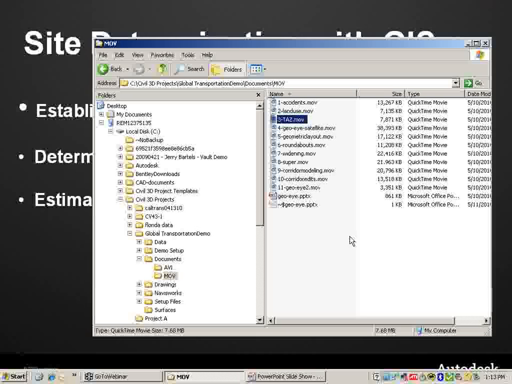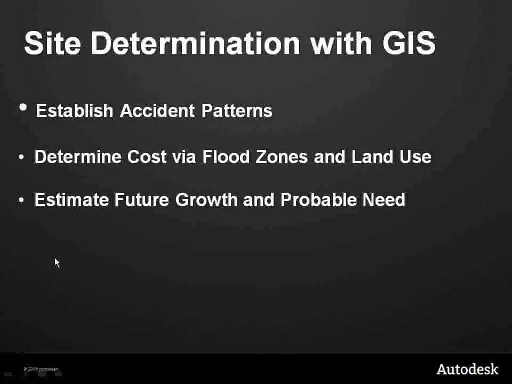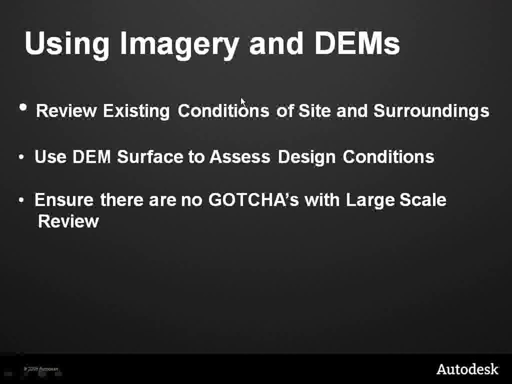So all this stuff is that preliminary planning. So we've looked at site determination with GIS. We just found the probable area. Now that we know where it is, we can get a hold of the iCube guys or the GOI folks, who have all this great imagery and surface data, so we can get that, review existing conditions of the site and surroundings, and use their DEM data to look at existing conditions and make sure there are no gotchas that were not obviously picked up by the GIS.